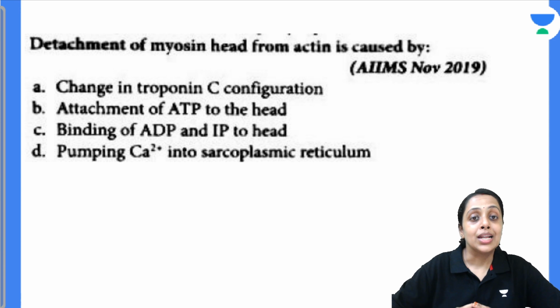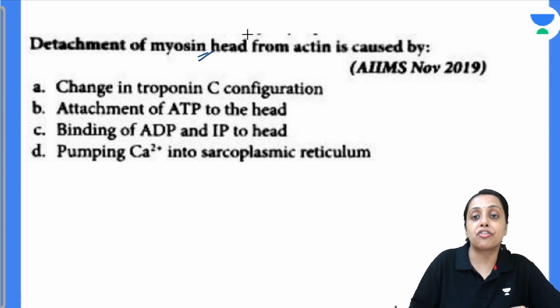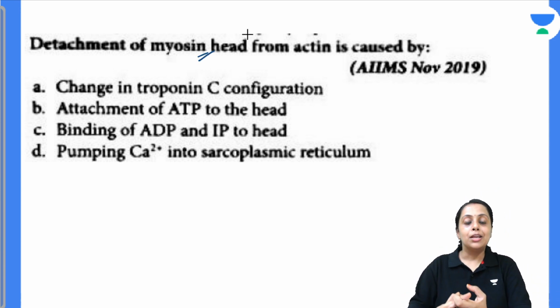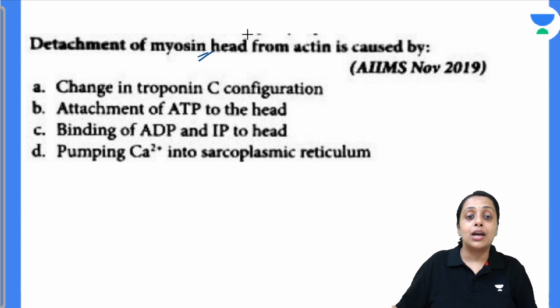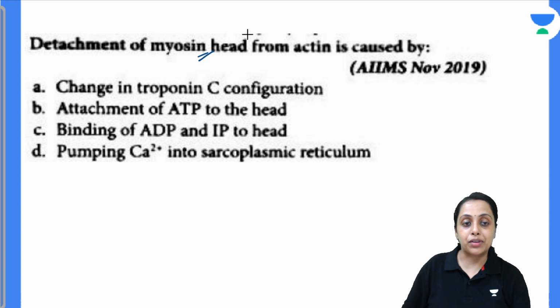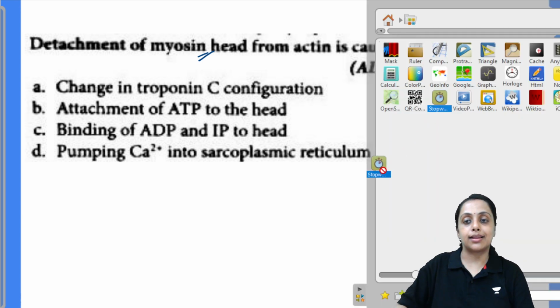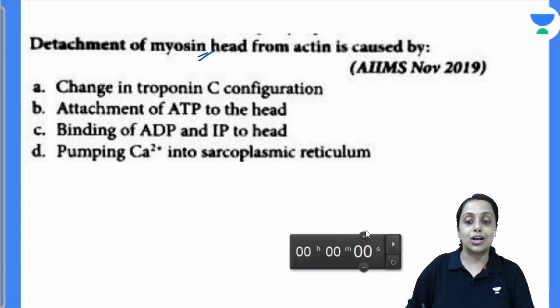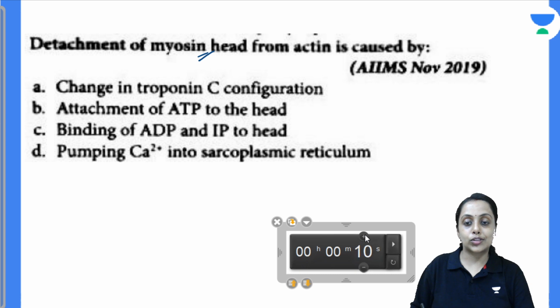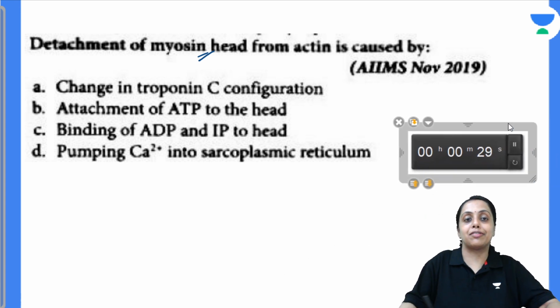Coming to the next one. Detachment of myosin head from actin is caused by: change in troponin C configuration, attachment of ATP to the head, binding of ADP and phosphate to the head, or pumping of calcium into the sarcoplasmic reticulum. Detachment of a myosin head from actin is caused by. This is also a nice question. Everybody answer this question fast.